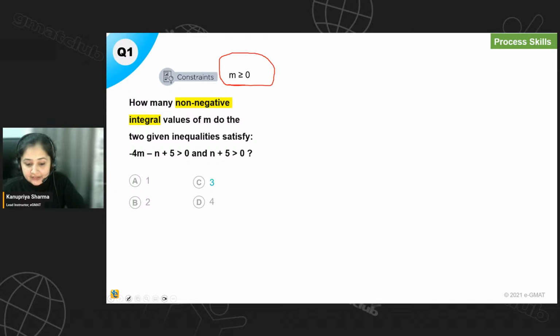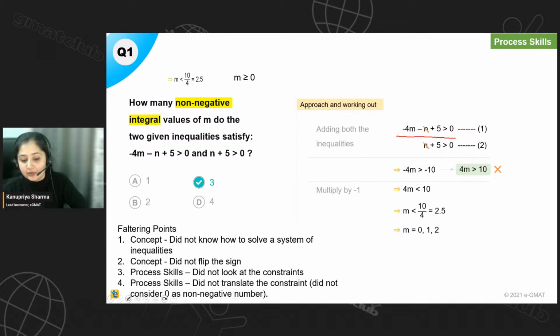With this, let's solve these two inequalities. So this is the first inequality. Negative 4m minus n plus 5 is greater than 0, and n plus 5 is greater than 0. So if we add these two, we get negative 4m is greater than negative 10. And now, since we are multiplying with a minus 1, we will flip the sign. The correct next step would be 4m is less than 10. So in case anyone did this, 4m greater than 10, it means that you made a conceptual mistake. You did not flip the sign when you multiplied with a negative number. So that is the feedback for you. And those of you who got till this point, you can just simply solve it. M has to be less than 2.5. So the only non-negative integer values possible are 0, 1, and 2.